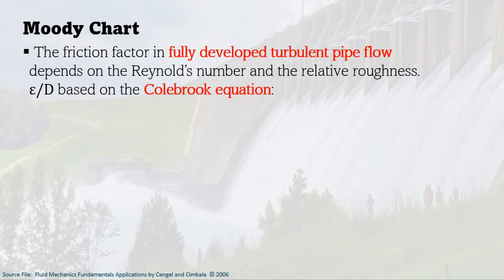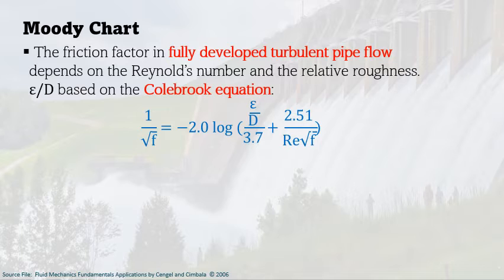The friction factor, therefore, in fully developed turbulent pipe flow depends on the Reynolds number and the relative roughness. The ratio epsilon over D is called the relative roughness. Based on the Colebrook equation, we can get the friction factor by substituting the known values and then solving for f. Sometimes it would be helpful to solve it by using the shift solve feature of our scientific calculator, because f is present on both sides of the equation.